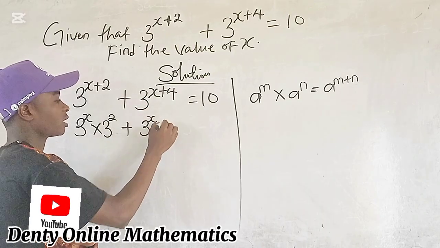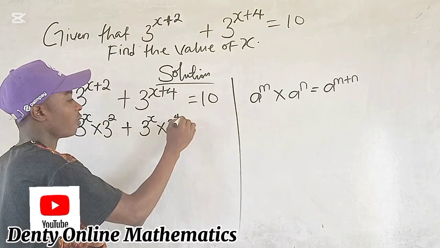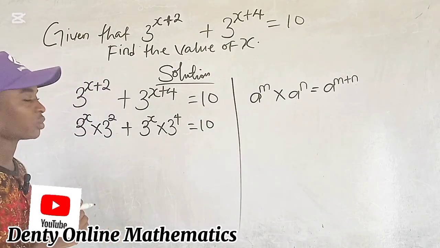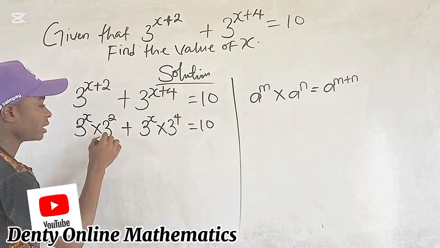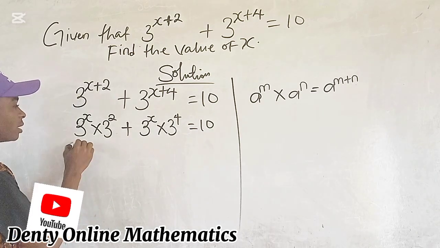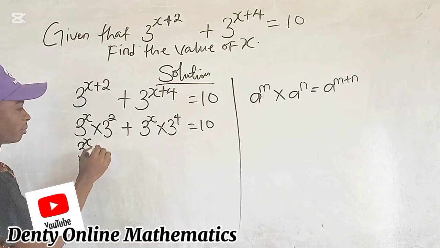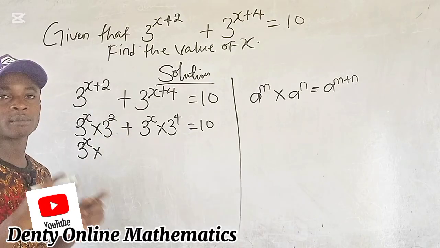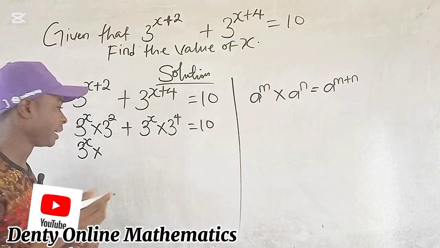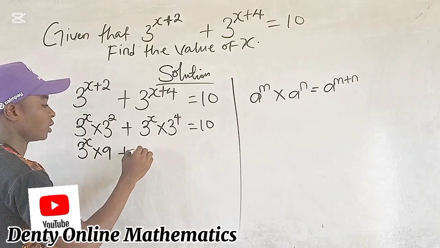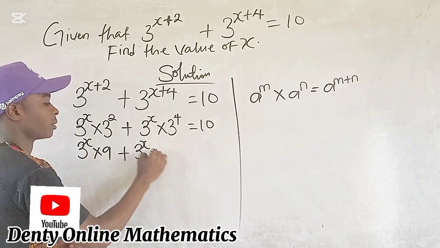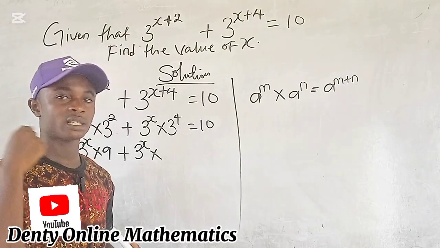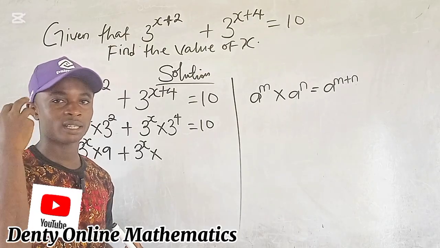Now we do the same thing here also. 3 raised to the power of x multiplied by 3 raised to the power of 4 to be equal to 10. Now this is what we are going to do. I'm going to break this down also. This is 3 raised to the power of x multiplied by 3 raised to the power of 2, which means 3 times 3, which is what? 9. So it will be plus 3 raised to the power of x multiplied by 3 raised to the power of 4, which means 3 times 3 times 3 times 3.